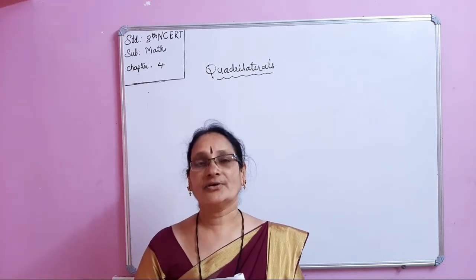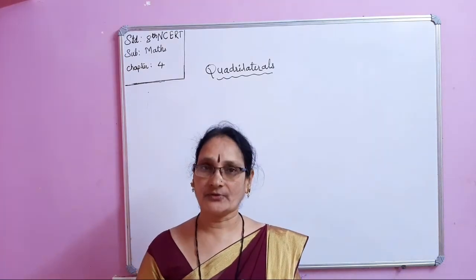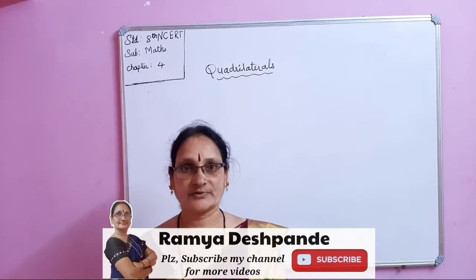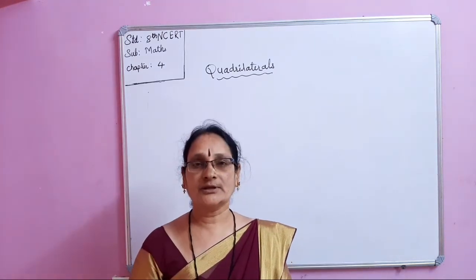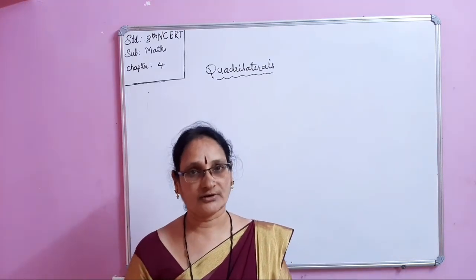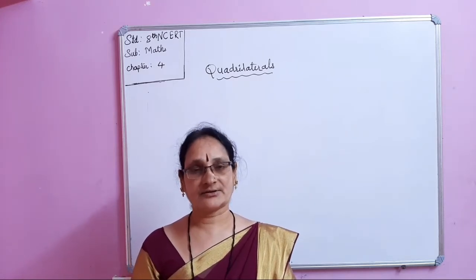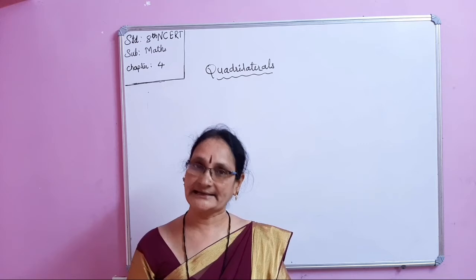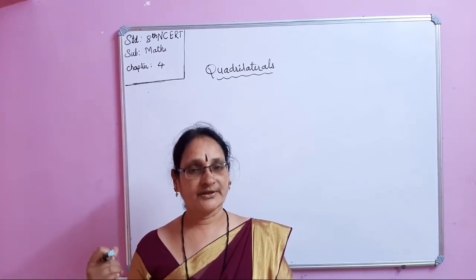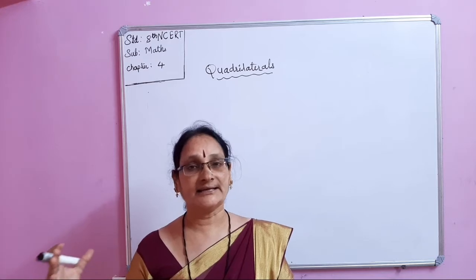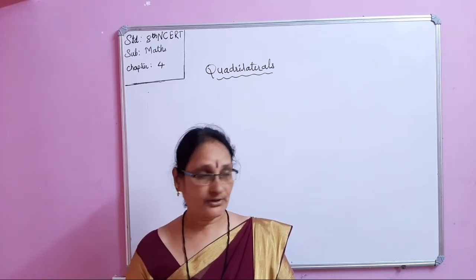Let's start quadrilaterals. The chapter 4 NCERT syllabus, chapter 4 quadrilaterals. First and foremost, I would like to explain the meaning of quadrilaterals, then I go for the next concepts. Quadrilaterals means, quadri means 4, laterals means side. In this chapter, we are going to study the four-sided figures in detail.